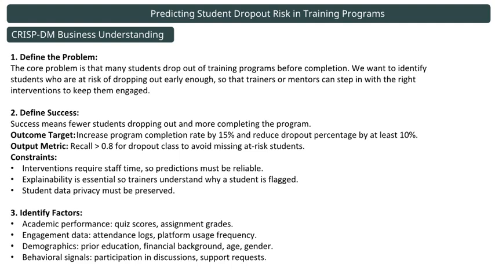As for constraints, we have a few. Interventions require staff time, so predictions must be reliable. The model should be explainable so trainers can trust it, and moreover, student data privacy must be preserved. Factors that may be relevant include academic performance, engagement data, demographics, and behavioral signals.